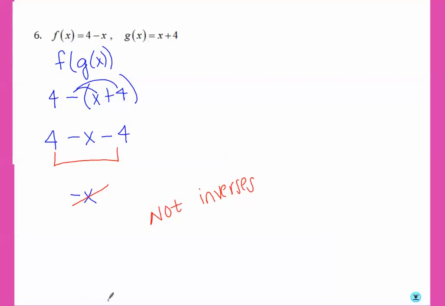Now, if you were to do this on a quiz or a test, I would recommend double checking g of f of x. So let's try it. 4 minus x plus 4. And if we combine like terms there, we get negative x plus 8, which is also not x. So we confirmed that they're not inverses. So let's look at one more example.